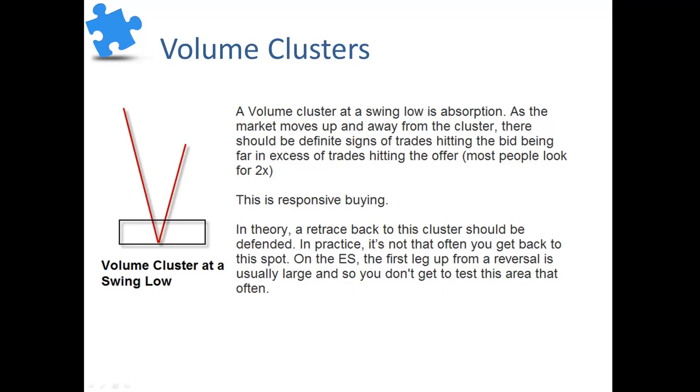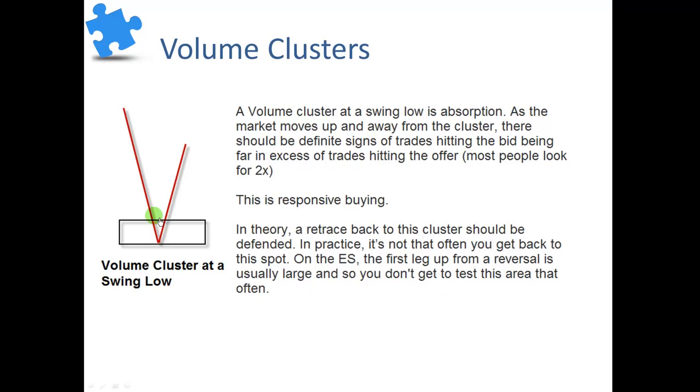It's normally followed by a lot more contracts hitting the offer on the way up away from the area as buyers step in. And this is what a lot of people call responsive buying. As this is the area where buyers stepped in, the theory is that this area is going to be defended by those buyers. Now, in practice, you can't rely on the market actually coming back and testing that area. The first leg up off the bottom on the ES is often 16 or so ticks, and those areas don't actually get retested that often when we put a major swing up off the low.